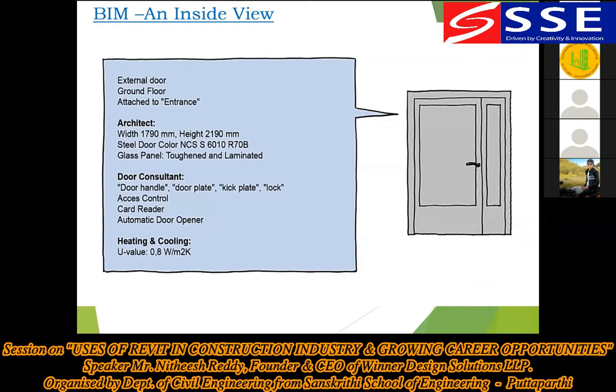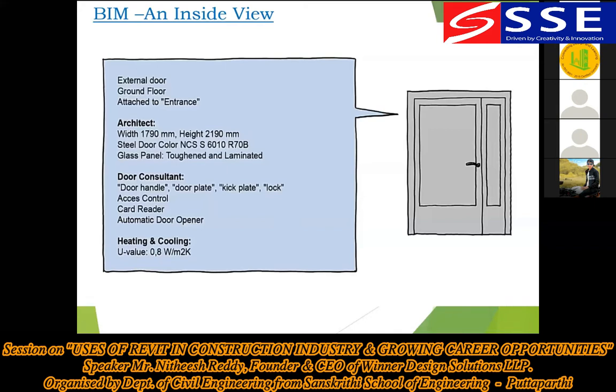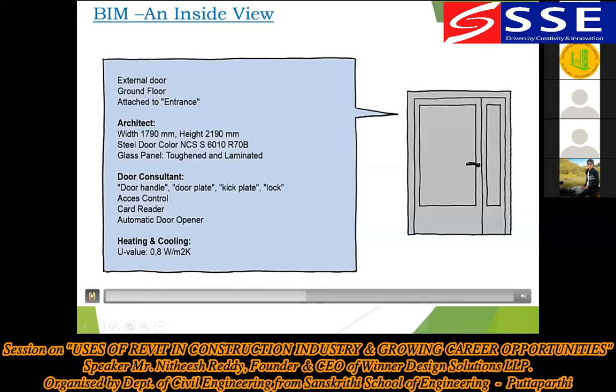And as I mentioned, the green building concept, that is energy analysis of the building, heating and cooling. So the U value is 0.8. Every object will emit some heat or cool, even the walls, doors, whatever it is. You can just continue and see.